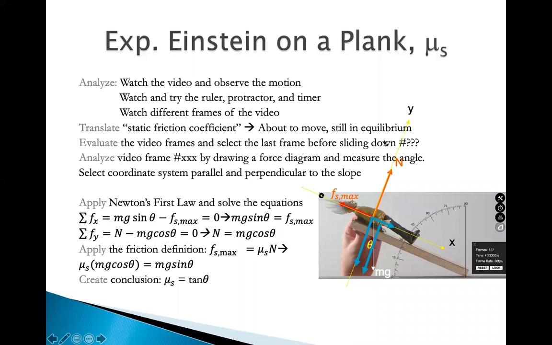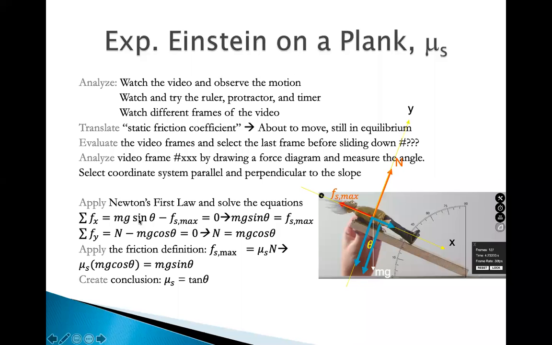This is the experiment, Einstein on the plank. What I like to point out is that in this video, Einstein initially was not moving, and then suddenly he starts to move. For analyzing maximum static friction, we need to find that exact frame of the video that's right before he starts to move. In other words, it's the last frame when he was not moving.